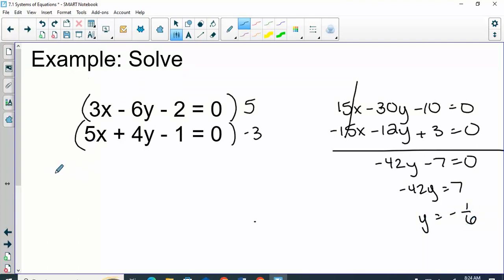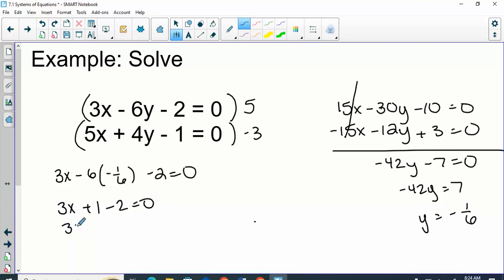Then we plug this into either equation. So if I put it into the first one, so we get 3x plus 1 minus 2 equals 0. So that's a -1. If I add it over, a positive 1. So x is 1/3. So my answer would be 1/3, -1/6.